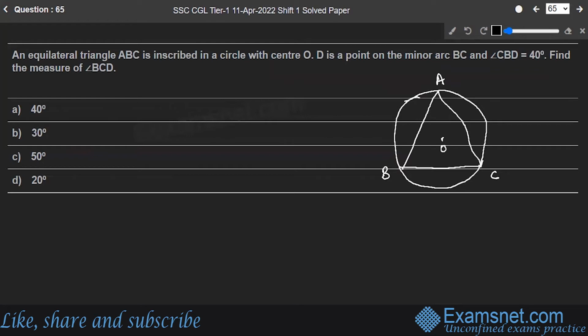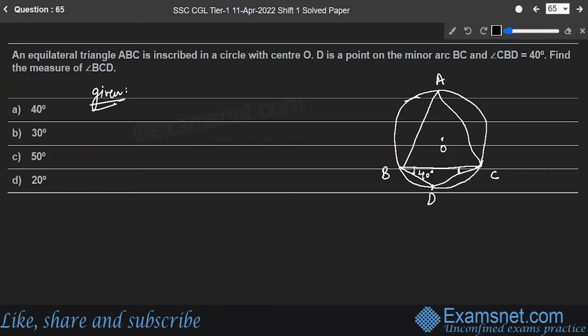D is a point on the minor arc BC, so let it be this point, such that angle CBD is equal to 40 degrees. This angle is equal to 40 degrees. CBD, this is point D. CBD is equal to 40 degrees. You have to find out what is angle BCD. This angle you have to find out. So let's write down first of all what things are given.